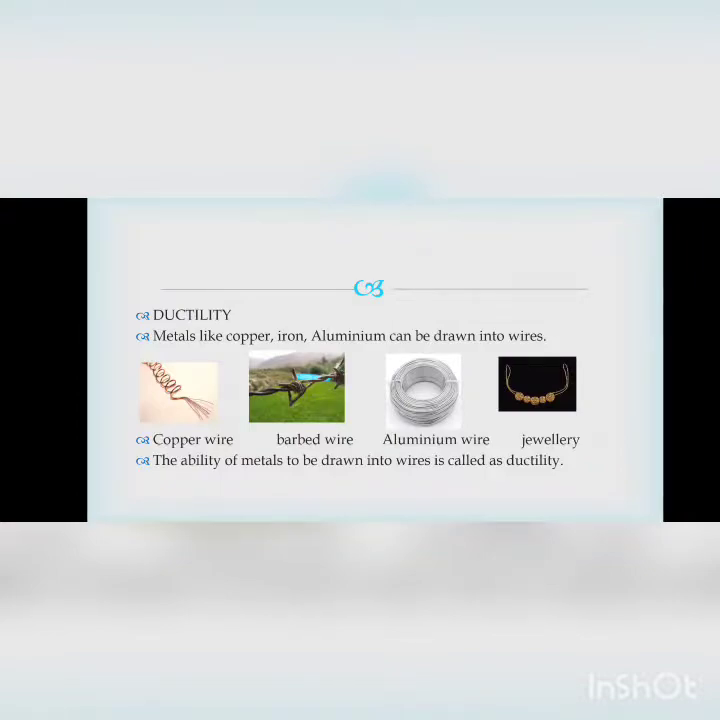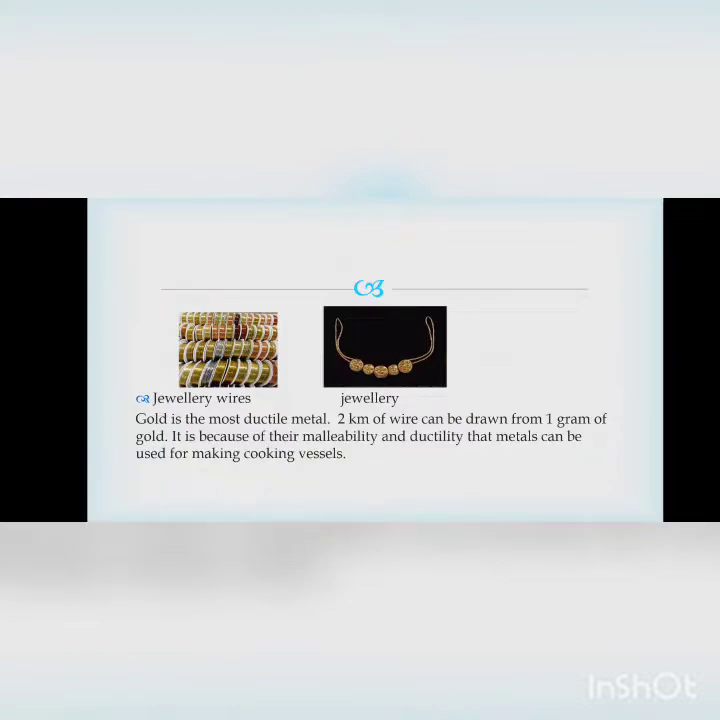You can see over here, there is a picture of a copper wire. Then we have got aluminium wire, and you can also see that jewelry is made of metals, and hence the property of metals that they can be drawn into wires. The ability of metals to be drawn into wires is called ductility. For jewelry wires, gold is the most ductile metal. You can obtain 2 km of wire from 1 gram of gold. It is because of their malleability and ductility that metals can be used for making cooking vessels.